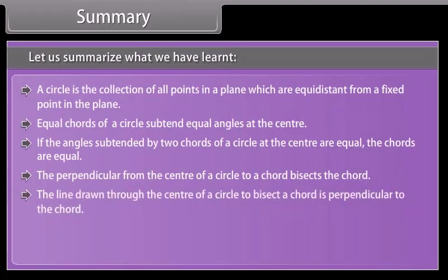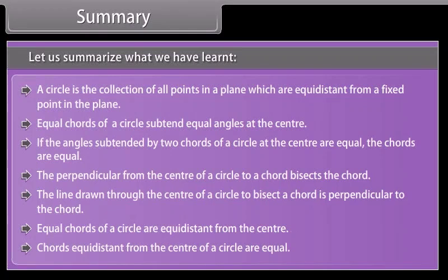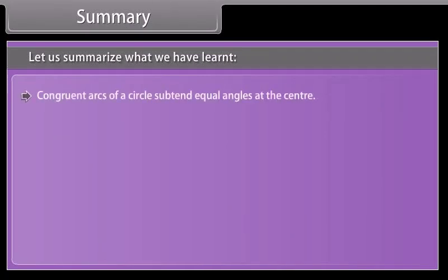The line drawn through the center of a circle to bisect a chord is perpendicular to the chord. Equal chords of a circle are equidistant from the center. Chords equidistant from the center of a circle are equal. Congruent arcs of a circle subtend equal angles at the center.